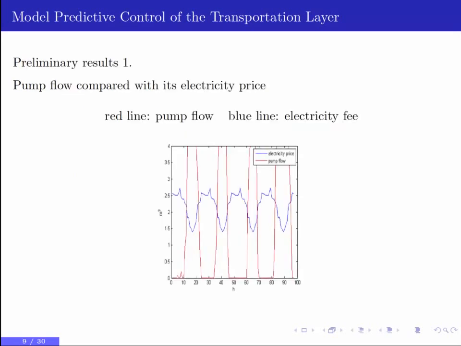After applying this MPC controller to the transportation layer, some preliminary results have been produced. Here is a comparison between pump flow and its electricity price. The red line is the pump flow and the blue line is the electricity cost. This preliminary result shows that more water is pumped during the cheaper price and less water is pumped when the price is higher.